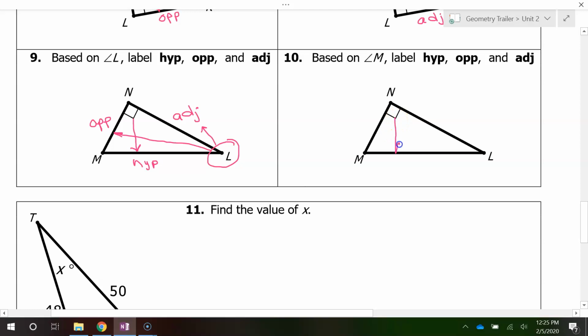let's start by identifying the hypotenuse, which is across from the 90 degree angle always, based on angle M. So circle angle M. What is across from angle M? Whoops, I don't mean to be pointing at another angle. Across from angle M is this side, so that makes this the opposite leg. That means this right here is going to be the adjacent leg.